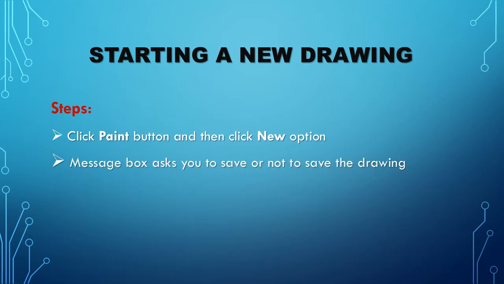Then if you have not saved the picture that you are drawing, Paint will display a message box. If you have not saved your drawing before, one message box will appear. That message box will ask you if you want to save that drawing or not. Then you need to select Save or Don't save.